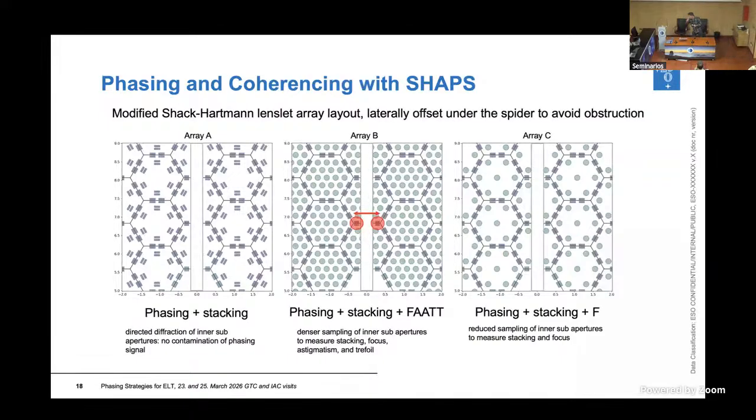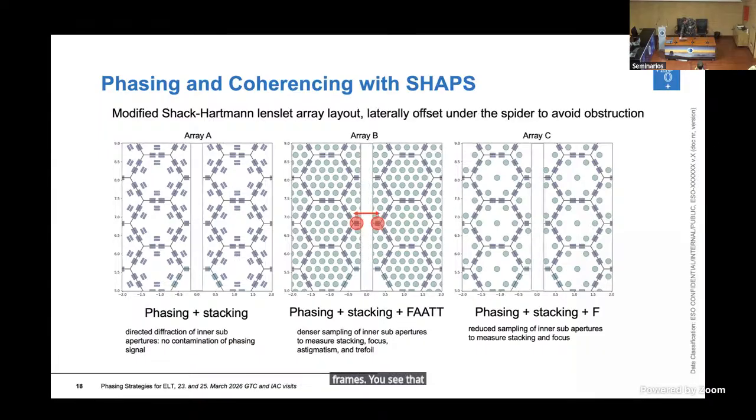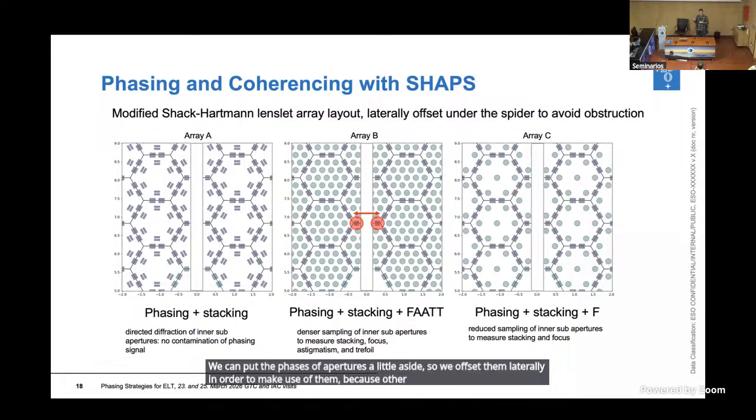Another detail we've seen with spiders. So if I toggle between the 2 frames, you see that the spider will actually go along the Y direction, and we can put the phasing subapertures a little aside. So we offset them laterally in order to make use of them, because otherwise they would be impaired by the spider and partially obstructed. And we said, okay, we can position anything anywhere, so we put them just aside.